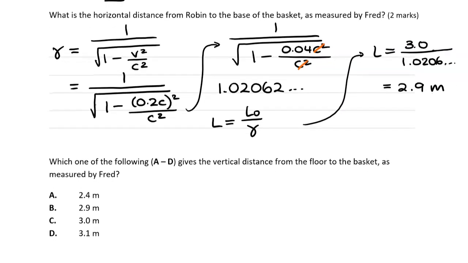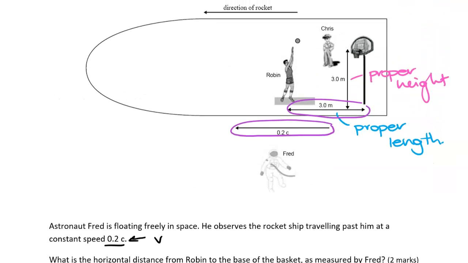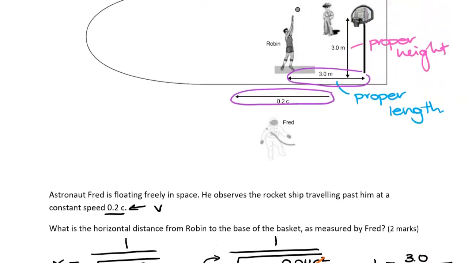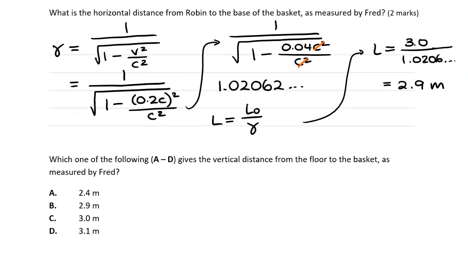Now it says, which one of the following A to D gives the vertical distance from the floor to the basket as measured by Fred? Again, Fred is the external observer. We will notice though, that measurement they were talking about there, that was the proper height that we spoke about. That is not parallel to the direction of motion of the rocket. That is perpendicular. So this is a trick question. It's going to be 3 meters, that it does not contract.